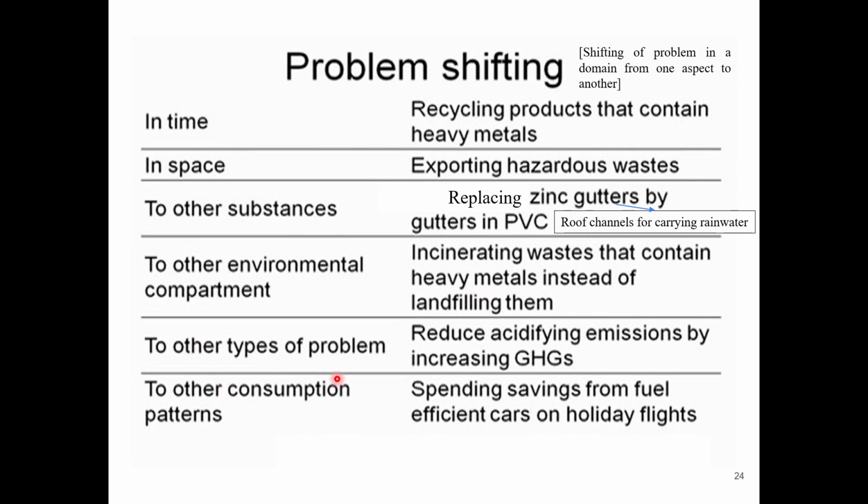Similarly, with other types of problems, we are reducing acidifying emissions by increasing GHGs, or greenhouse gas emissions. We are also shifting the problem to other consumption patterns, like spending savings from fuel efficient cars on holiday flights. So basically we are saving from fuel efficiency, but then spending that on holiday flights, which again releases CO2. That is basically the idea of problem shifting.